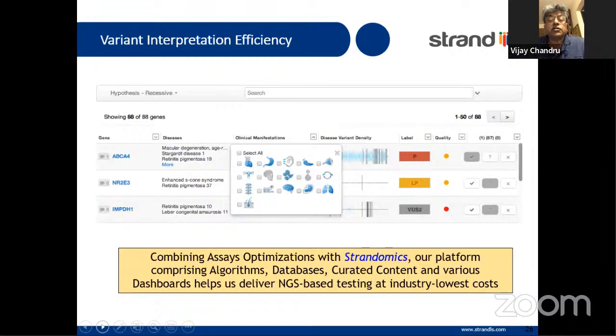And so finally, you would be using all these tools to come up with the identification of the variants and how they would lead to a diagnosis, right? Next slide, please.